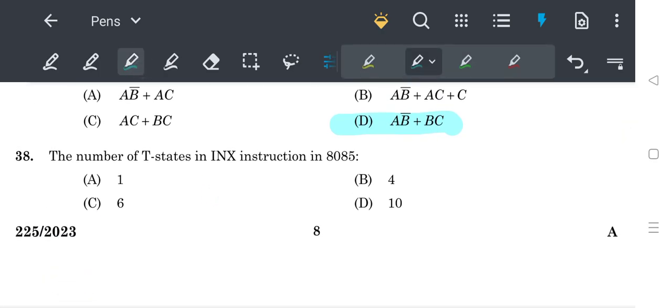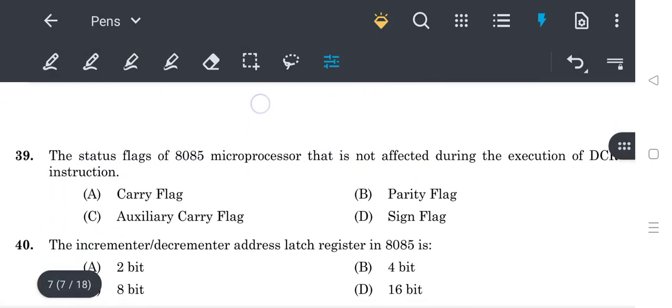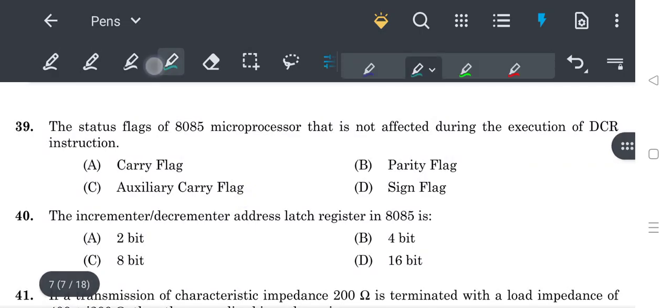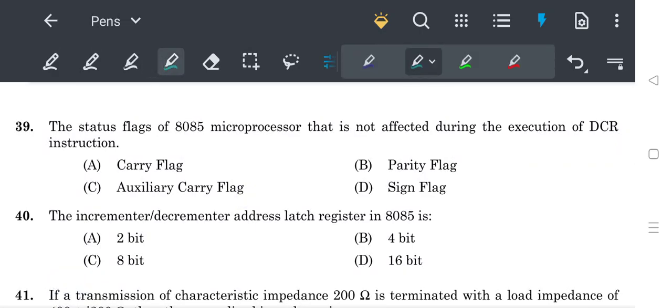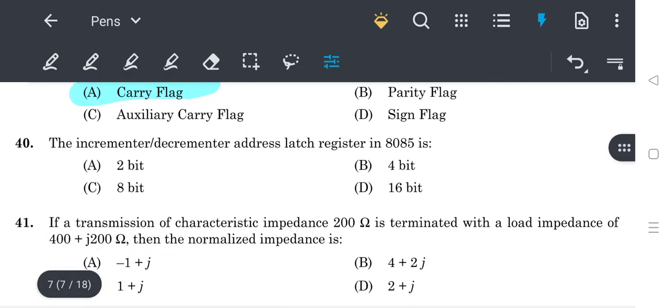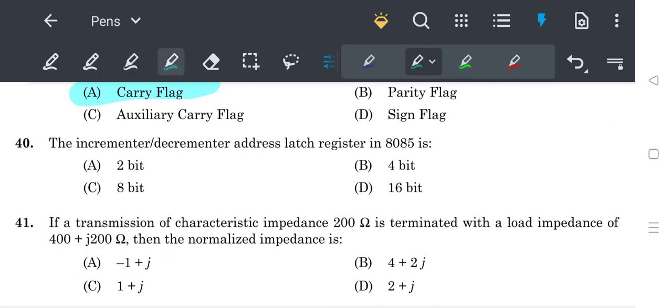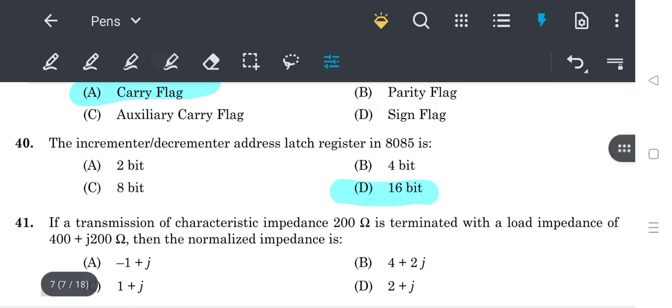Next one, the number of T states in INX instruction in 8085 is? Option C, 6. Next question, the status flag of 8085 microprocessor that is not affected during the execution of the DCR instruction is? Carry flag. Next one, the incrementer or decrementer address latch register in 8085 is? Answer, option D, 16-bit.